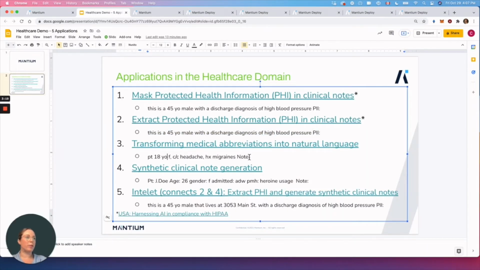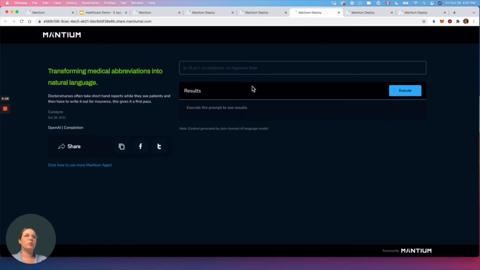The third application is about transforming medical abbreviations into natural language. So here we have some medical abbreviations that are often taken from doctors or nurses that are quickly taking notes about the patient. And these medical abbreviations oftentimes need to be transformed into natural language.